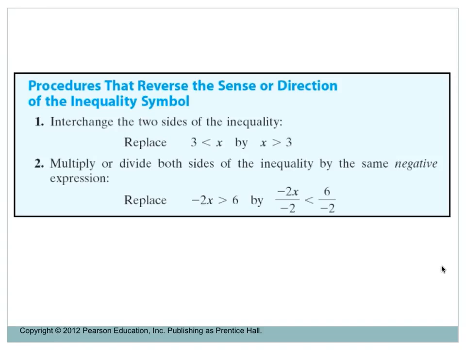Now, procedures that reverse the sense or direction of the inequality symbol. If you want to rewrite 3 is less than x, you can rewrite that with x on the left-hand side as long as you flip the inequality. So this is going to be the same thing as x is greater than 3. What you need to keep in mind is that the large opening needs to stay by the same number. So if you notice this large opening here is next to your x, it's still next to your x over here. So you need to make sure that that stays the same. Now, if you multiply or divide both sides of an inequality by a negative number, then you need to actually flip your sign.